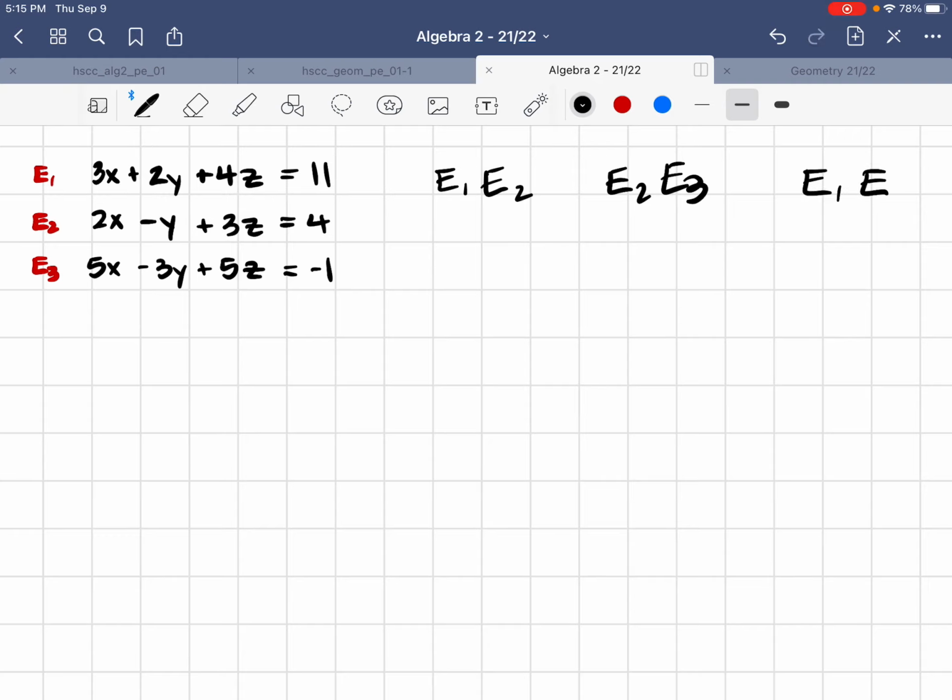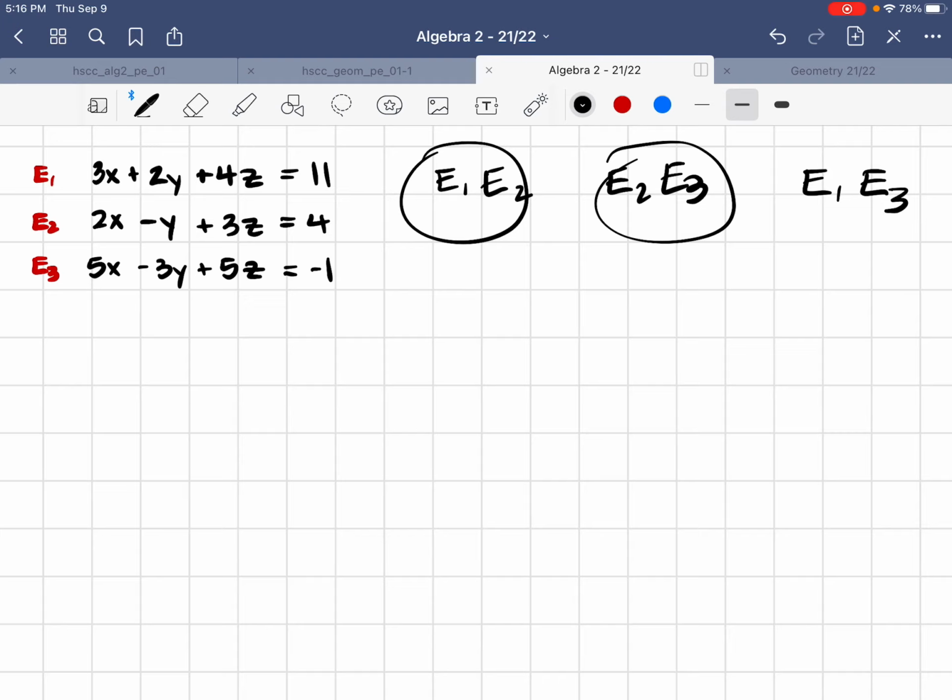Now, it doesn't matter which one you choose. It's your choice. And that's where a lot of students have trouble, is they're like, my choice, tell me what to do. So what I'm going to suggest right now is, let's get rid of the x's. So I'm going to go E1 and E2. So I'm going to use this one here. And then I'm just going to go ahead and use E2 and E3. And I'm going to start off by eliminating the x's.